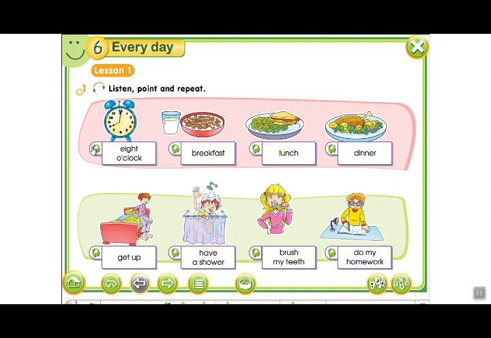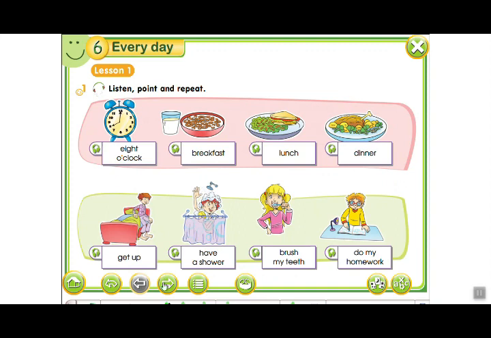8 o'clock. The second, breakfast. Lunch. Dinner. Get up. Have a shower. Brush my teeth. Do my homework. Okay, so try to practice those vocabularies.